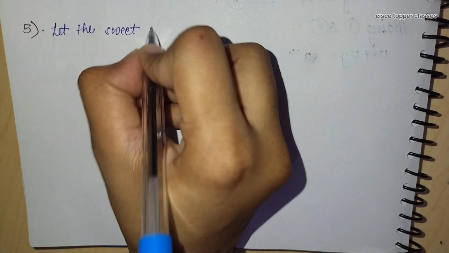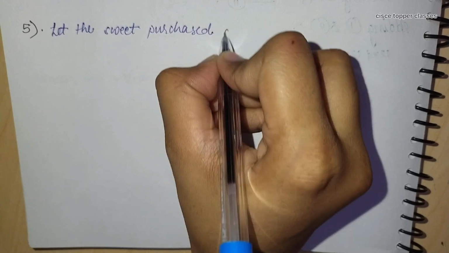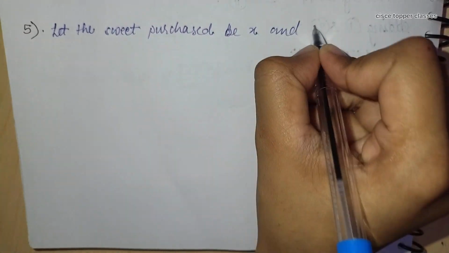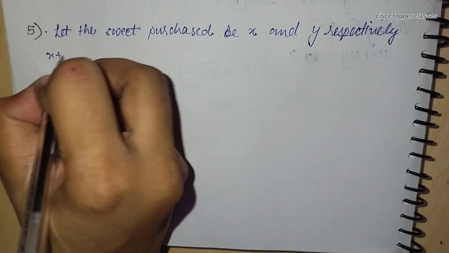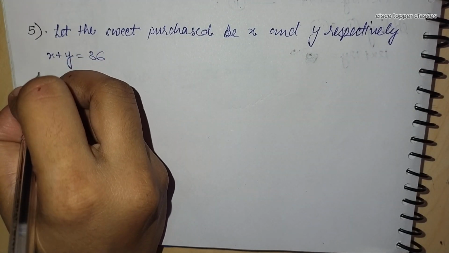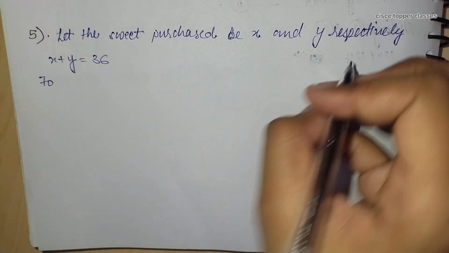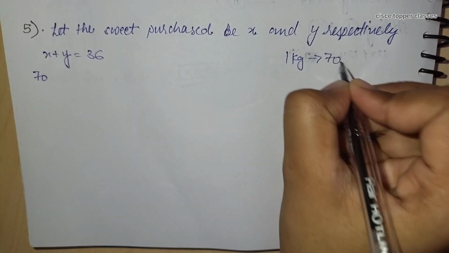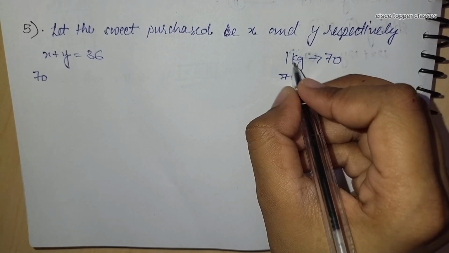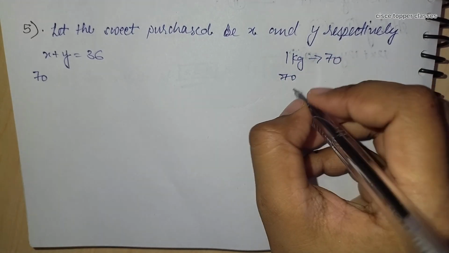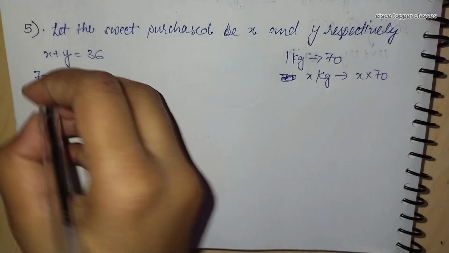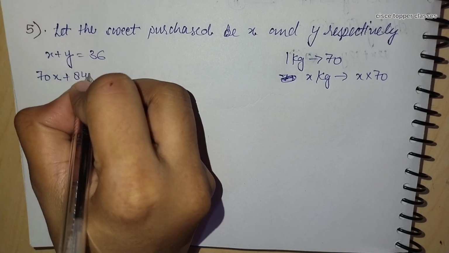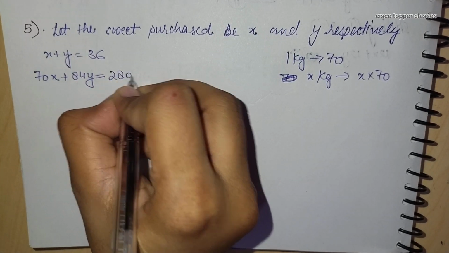Let the sweets they purchased of each kind be x and y respectively. We can write this as x plus y equal to 36. And here 70 per kg means if 1 kg is 70, then to find the value of x kg, it is x into 70. So 70x plus 84y equal to 2800.